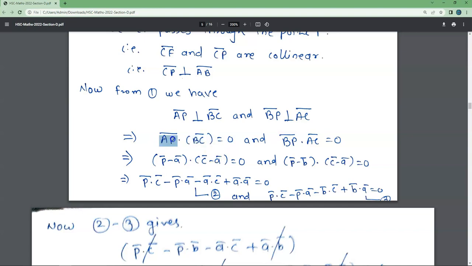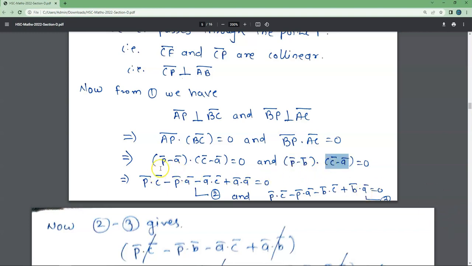Now AP bar means what? It is P bar minus A bar, position vectors, right? That's a rule. BC bar means what? C bar minus A bar. Similarly, BP bar will be what? P bar minus B bar, and this will be what? C bar minus A bar.